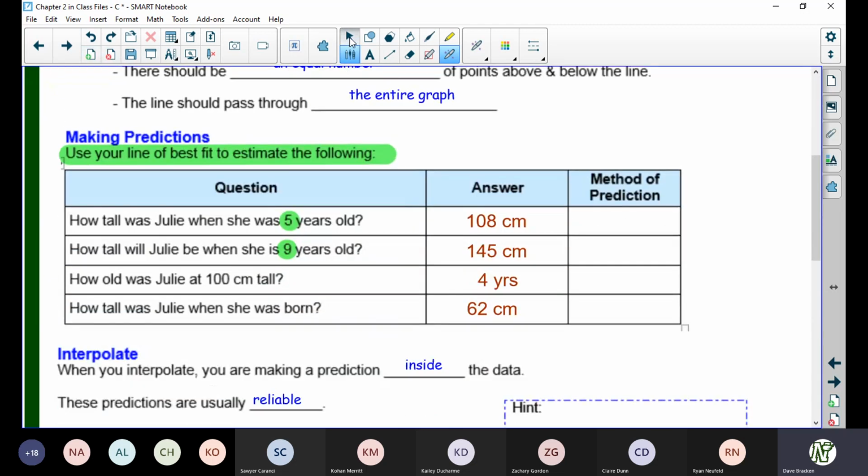So the very first one is called interpolation. The second one is extrapolation. When she was 100 centimeters tall, back to inter, and then when she was born, extra. Okay? No problems? Now, I'm going to explain something here, and I just want you to see if this makes sense to you, okay?